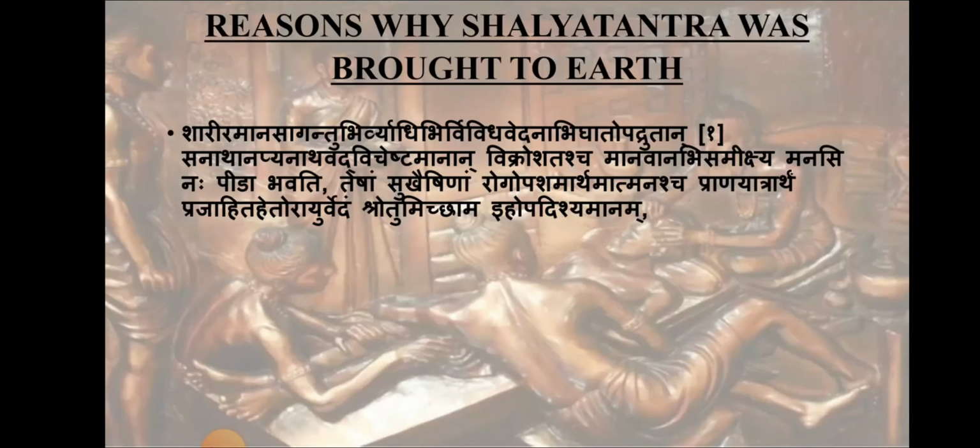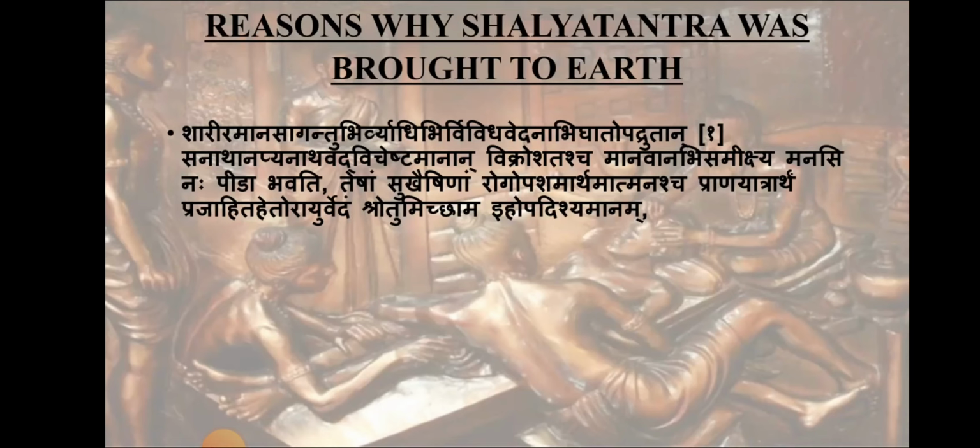It is told after seeing the Sharira, Manasa, Agantubhir Vyadhibhir Vividha Vedana Abhigada Upadrutan. That is, different kinds of diseases were occurring on the earth. Sharirika, Manasika, and Agantu diseases were occurring. Seeing that, Vividha Vedana Abhigada Upadrutan. That is, the people were suffering from different kinds of pains and injuries, Vedana and Abhigada. And because of that, seeing that, that was one reason, and there was another reason.